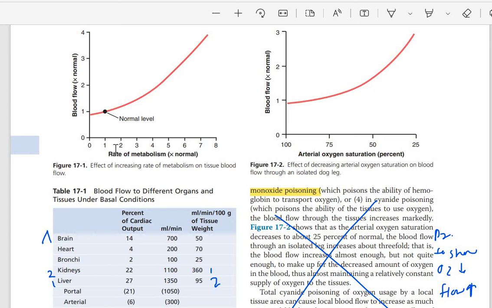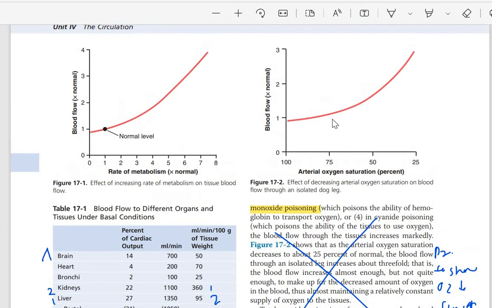Now this figure says if the rate of metabolism increases 8 times, the blood flow increases 4 times. Okay, and this figure says if you decrease the arterial oxygen saturation from 100 to 25, if oxygen falls to a quarter, blood flow will again increase to 3 times. Ready?